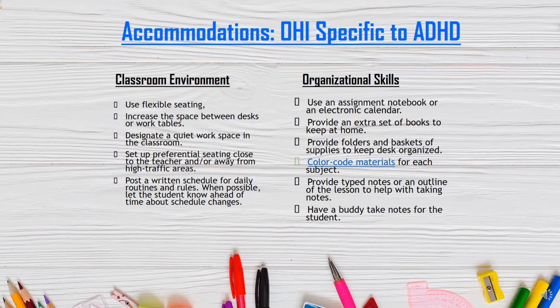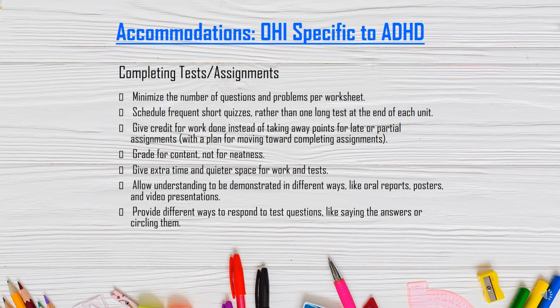A couple of ways to help the student with their organizational skills are to provide an extra set of books to keep at home or color code materials for each subject. When working on completing tests or assignments, you can minimize the number of items on a worksheet. We also suggest to grade student work on content and not neatness. You can also provide the student with alternate ways to respond. Maybe rather than writing in their answer, you can have them say the answer orally.